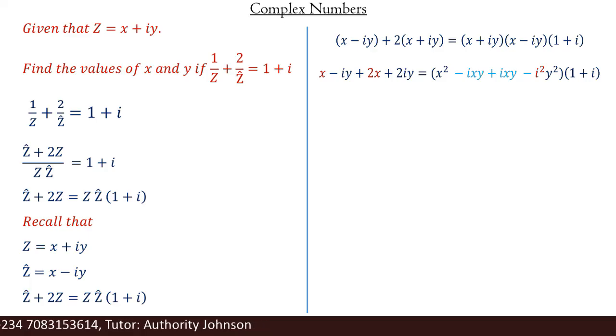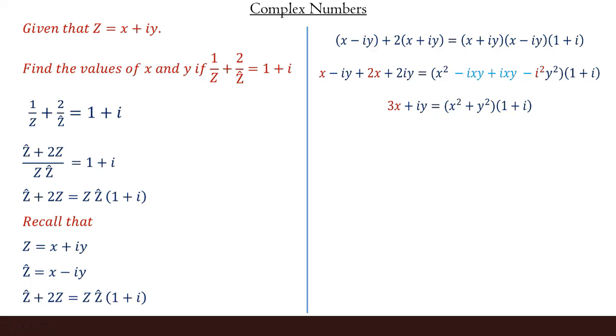Now let's go. In our left hand side, we can see that x and 2x are the same terms. Let's combine them together. x plus 2x is going to give us 3x, right? Again, look at this. We have minus iy plus 2iy. These two terms are also the same, okay? So minus iy plus 2iy is going to give us something like minus 1 plus 2.